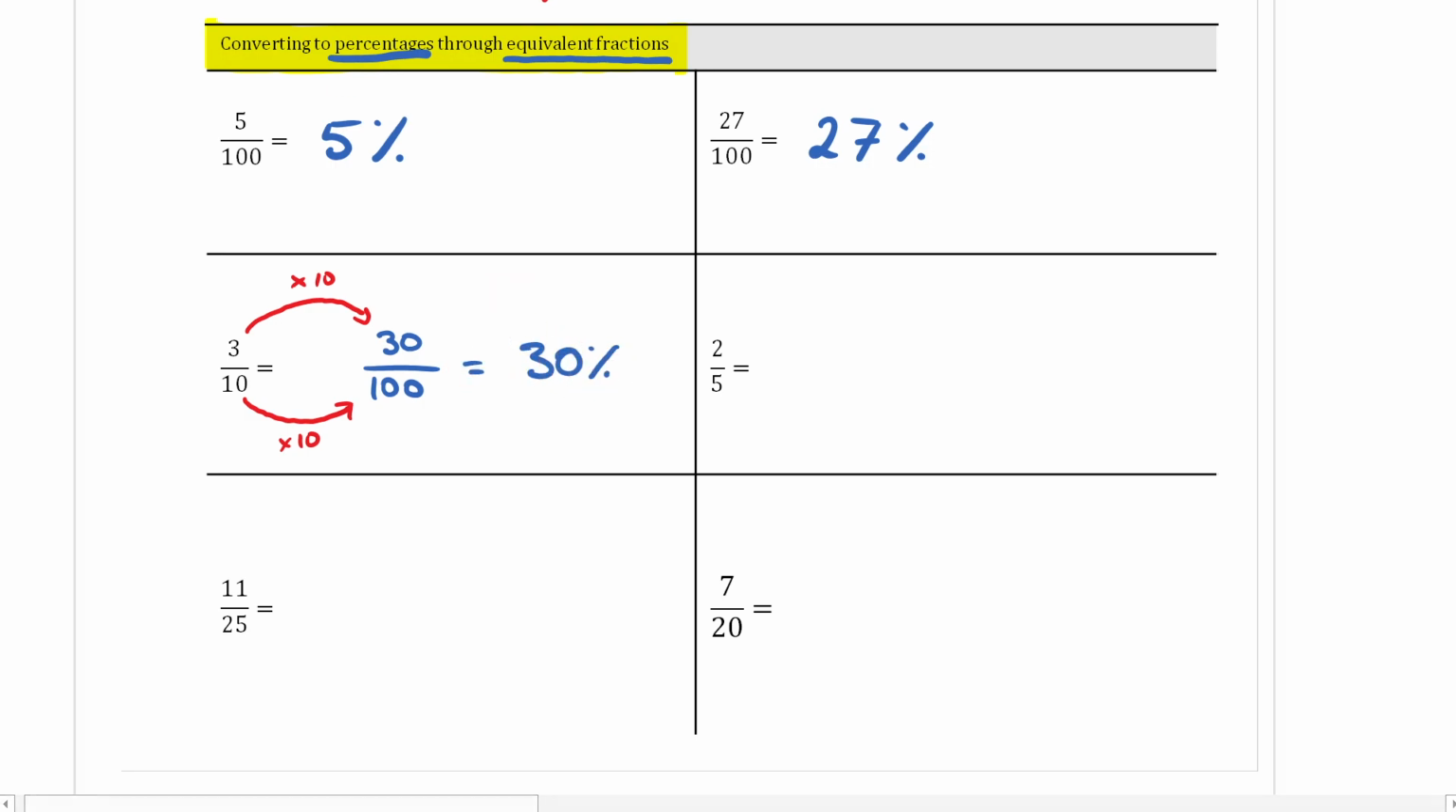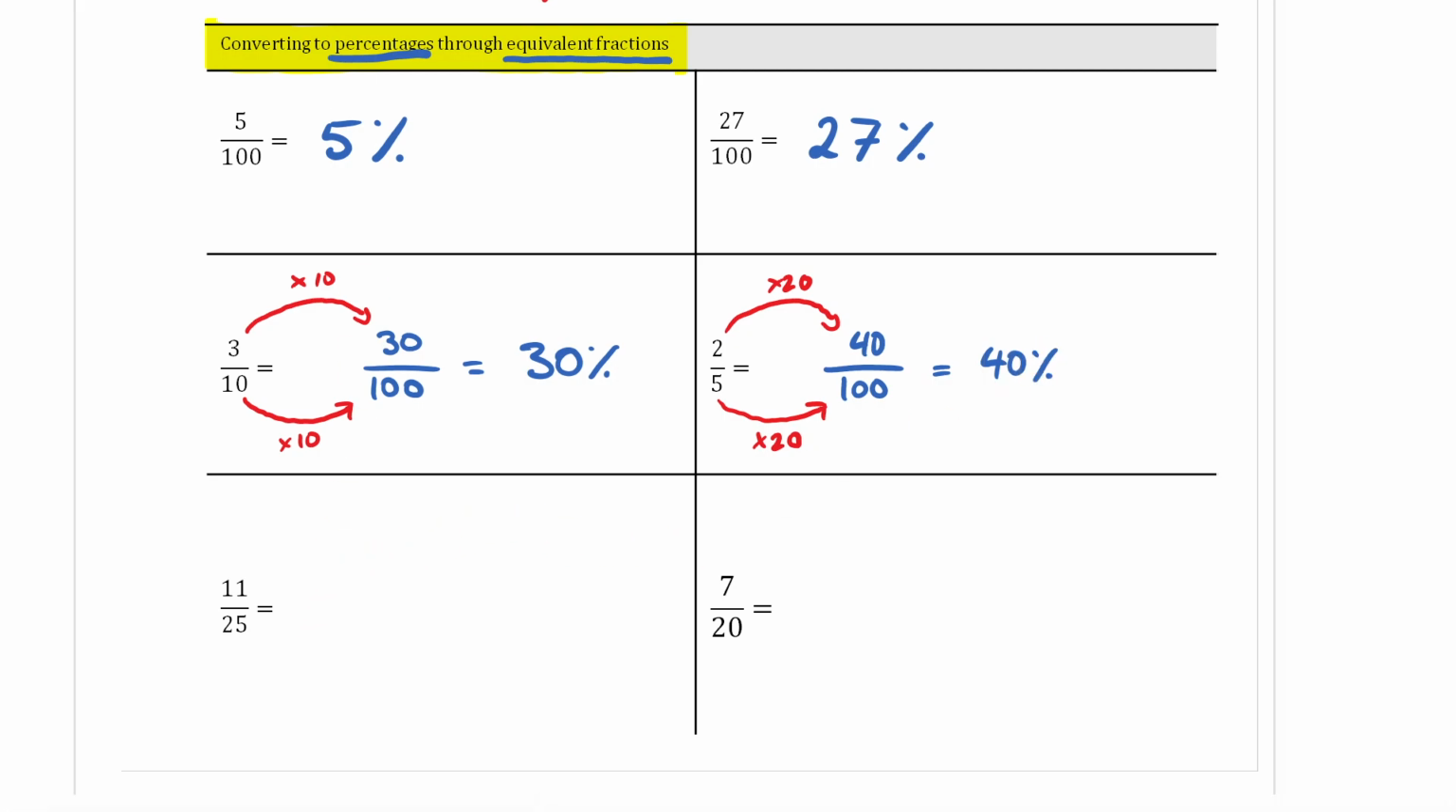Let's now see if we can do the next one, where we're going to do the same thing. Do you see how my denominator is not already 100? So I'm going to ask myself, can I make 5 into 100? And I can. I can take 5 and times it by 20. Whatever you do to the bottom, you must do to the top. So I'm going to times the top by 20. By doing that, I'm going to create an equivalent fraction that has the bottom of 100 because 5 times 20 is 100, and 2 times 20 is 40. So now I have a denominator of 100. I can now read this off as a percentage. It is 40%.